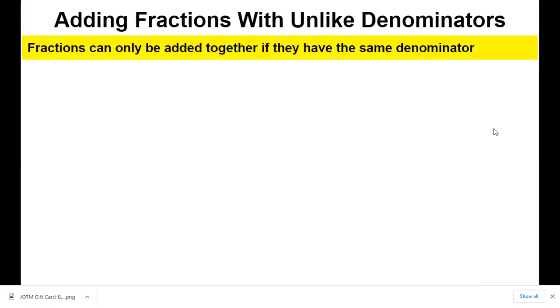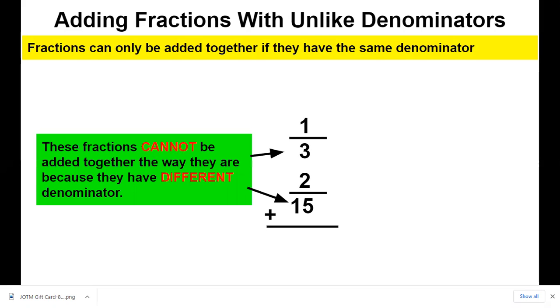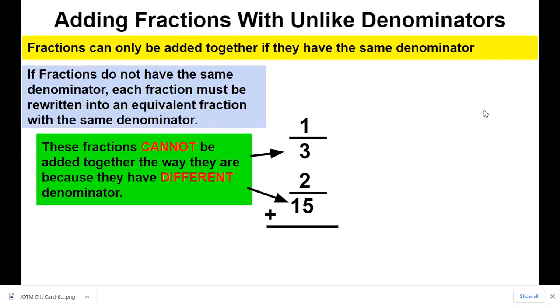So fractions, remember, can only be added together if they have the same denominator. So this is 1/3 plus 2/15. Notice how the bottom numbers are not the same. Always check for that, so that if you see that they are not the same, you know you cannot just add them together. So we need to write an equivalent fraction for 1/3 and 2/15.